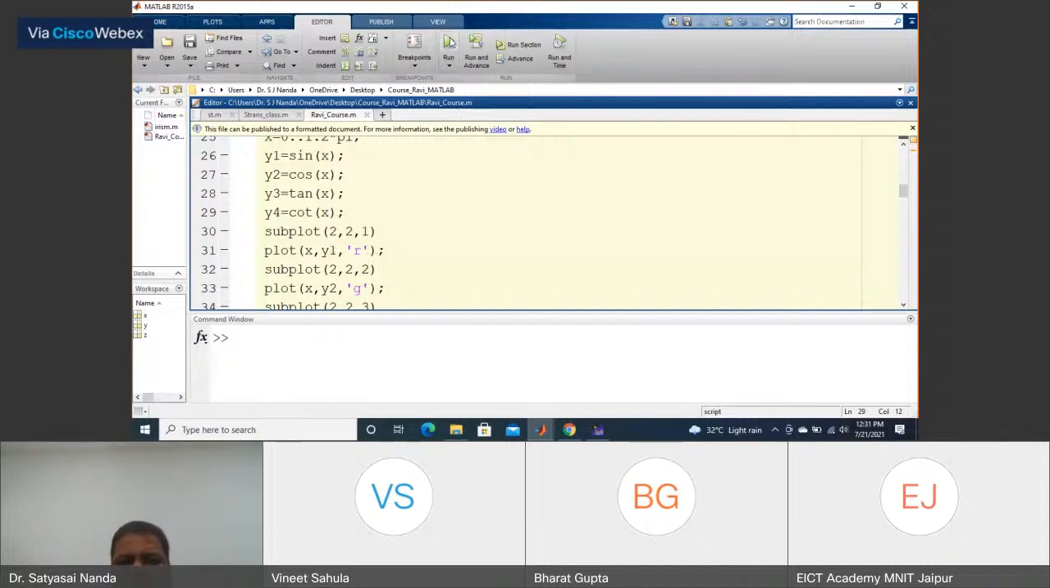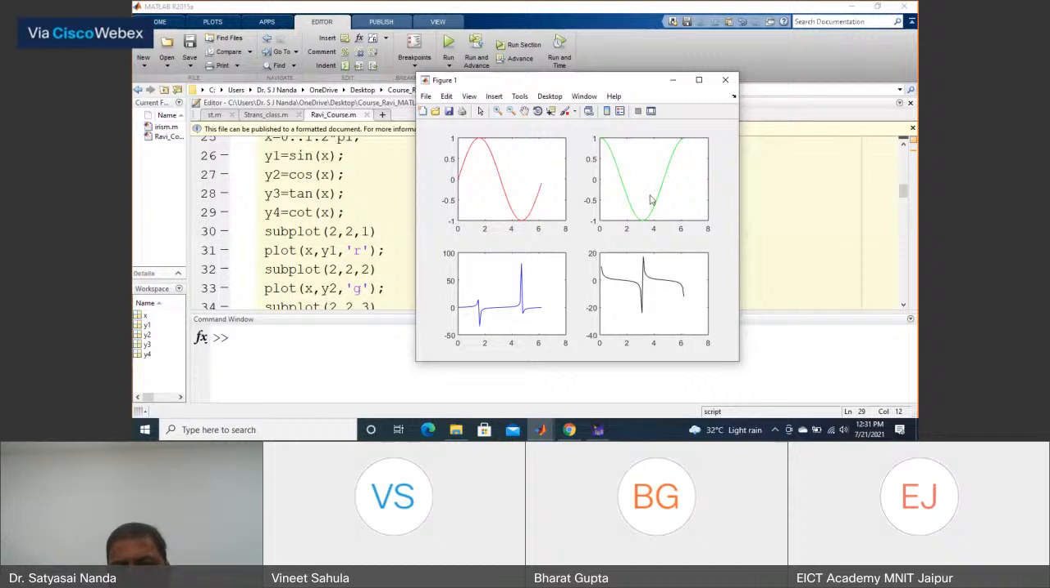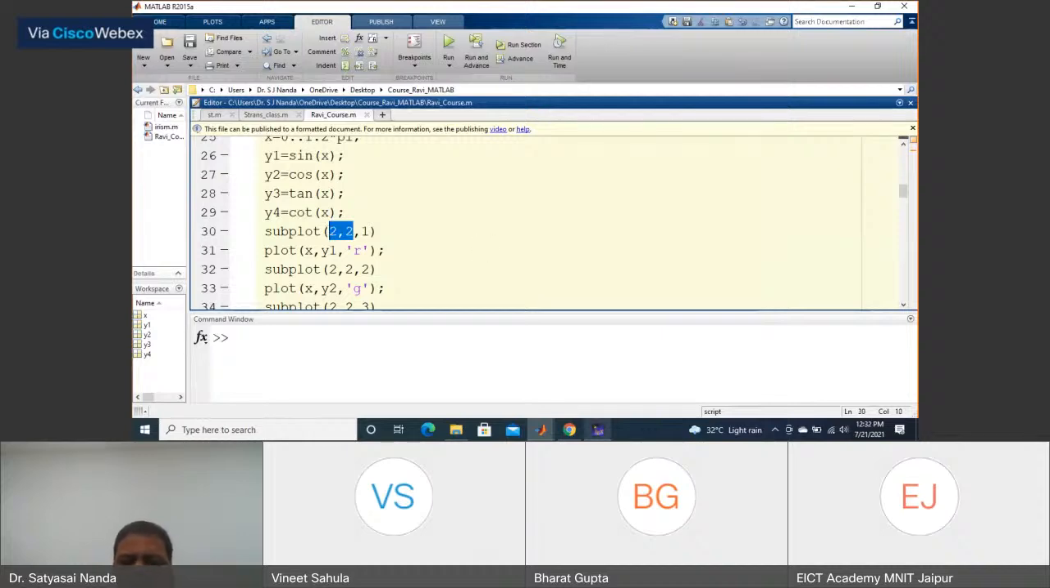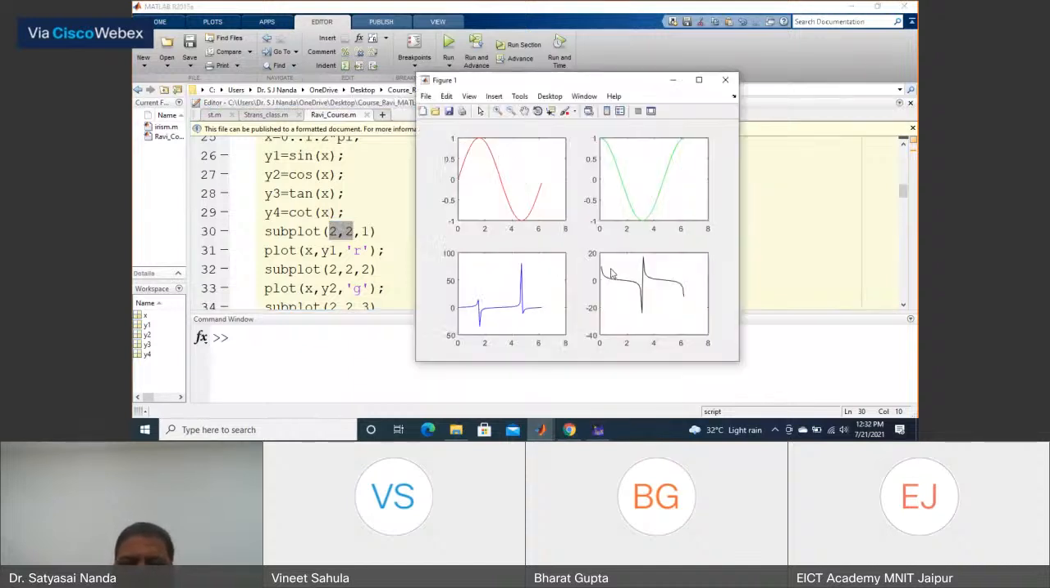If you can observe, let me run this particular code. You observe that the bigger figure has been partitioned into four subplots. The subplot 2 by 2 has made this 2 cross 2 matrix, and in the 2 by 2, the first one is sinusoidal, second one is cosine, third one is tan, and fourth one is cot. So sine, cos, tan, and cot, four sinusoidal functions have been plotted with red, green, blue, and black color.